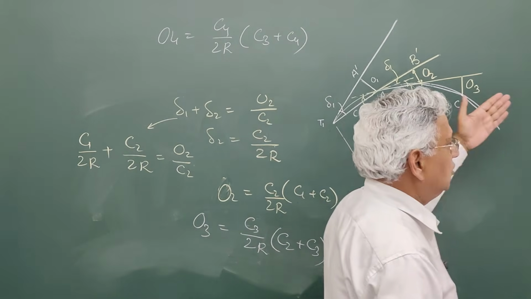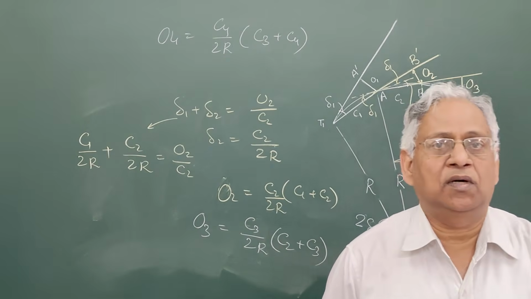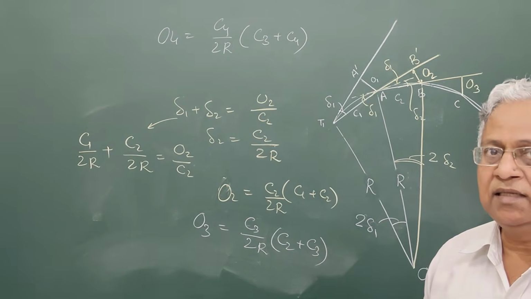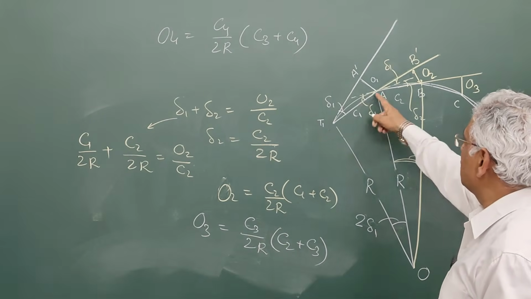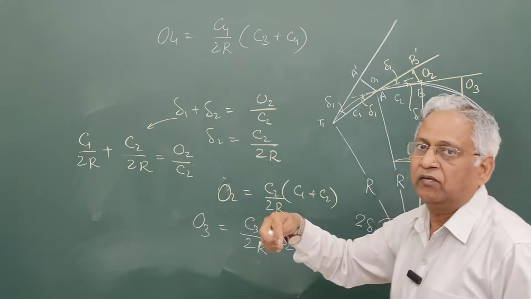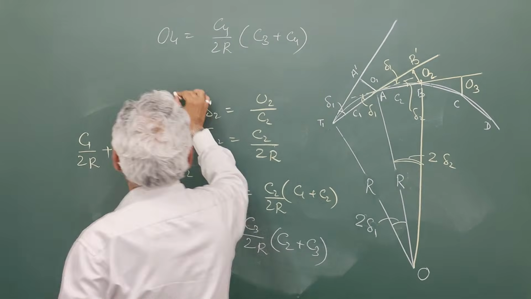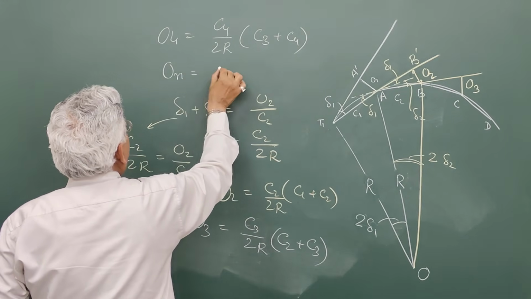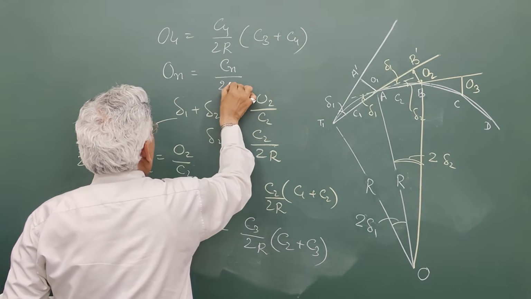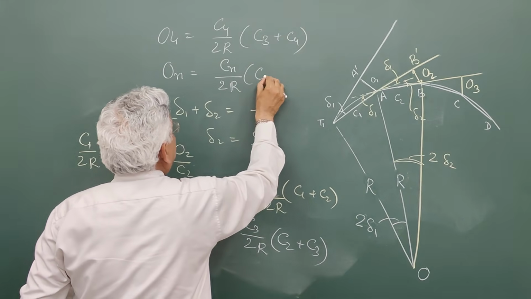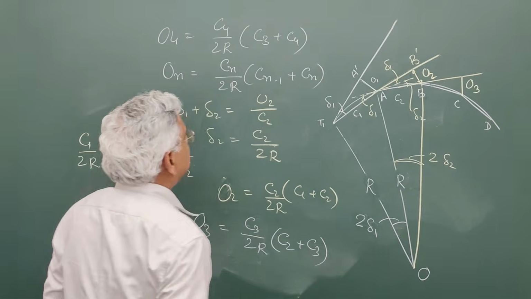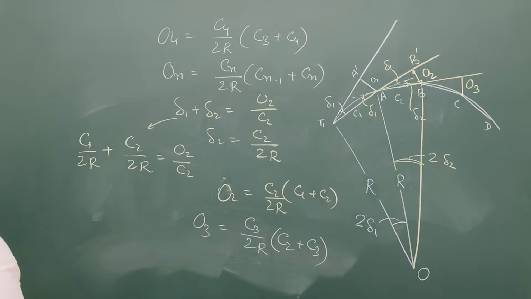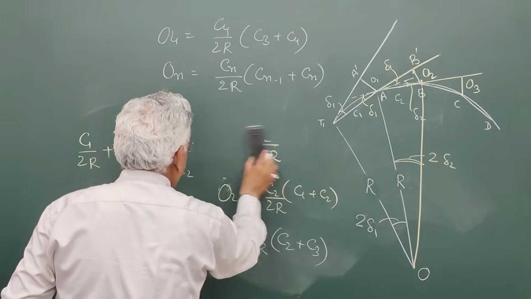So you have O3, you have O4, you have last one is On. That is the last, if you divide this into number of n chords, so last chord may be of different length. So in that case, On will be equal to Cn upon 2R into Cn minus 1 plus Cn. That is how you calculate the offset.